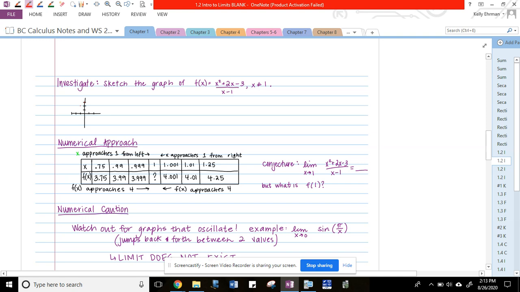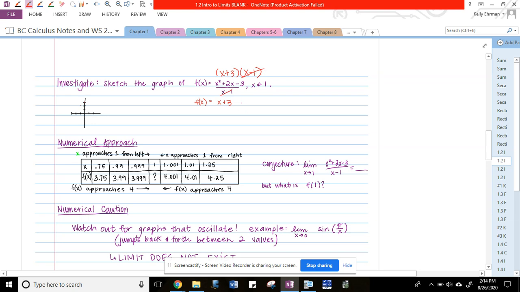Sketch the graph of f of x equals x squared plus 2x minus 3 over x minus 1. So now we've got to try to remember how to graph these things. Remember, you start by factoring: x plus 3, x minus 1. Think back to your rational function days. This one turns out to be nice and easy. It simplifies to f of x equals x plus 3 because these x minus 1s cancel.